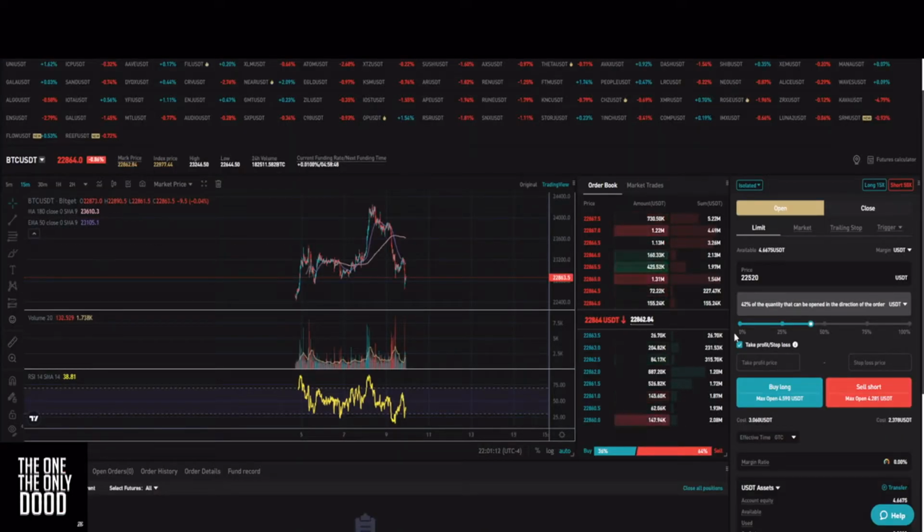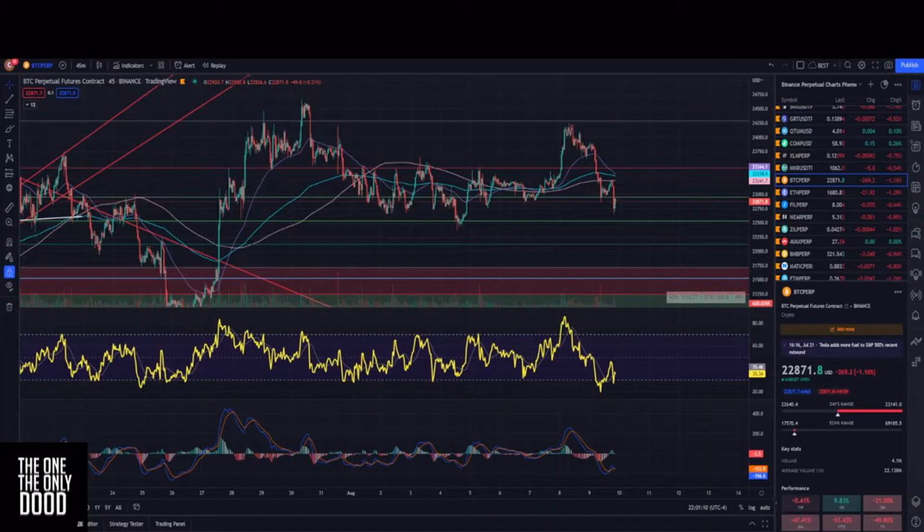We would go here and say we want to exit this trade at 22,300, and then for our take profit, we believe, for example, it is going to go up to this red line.